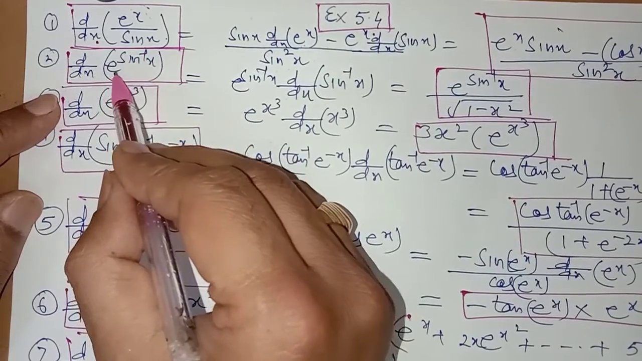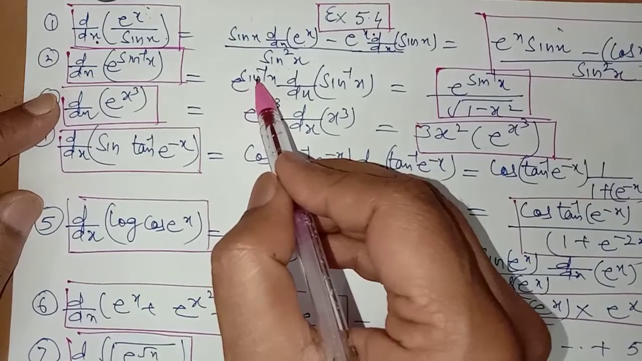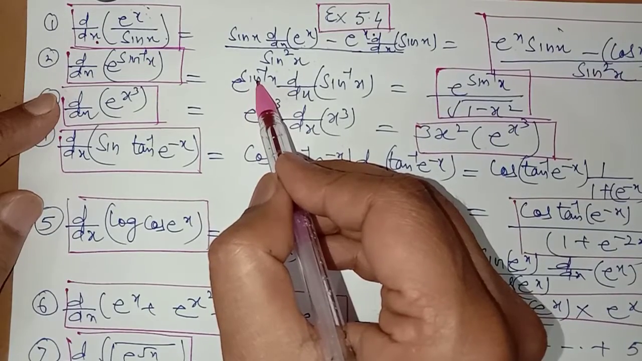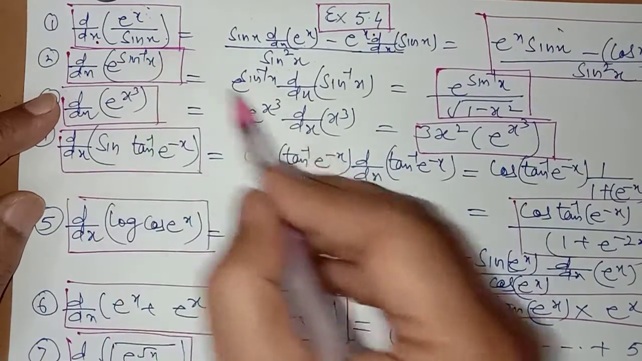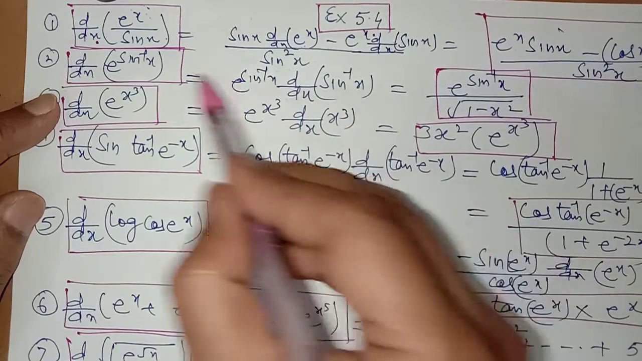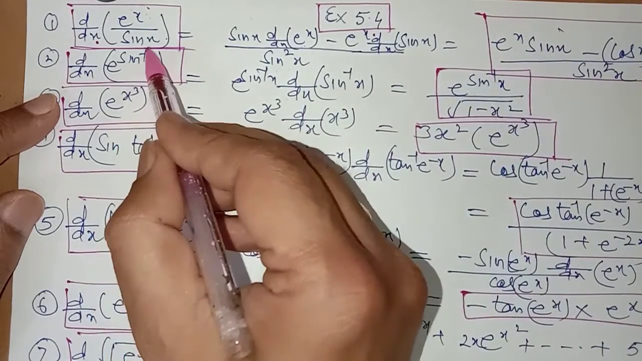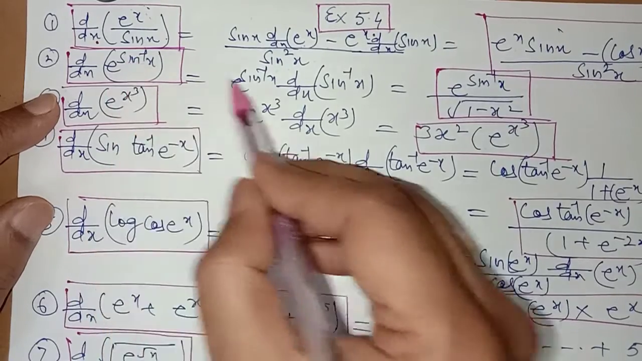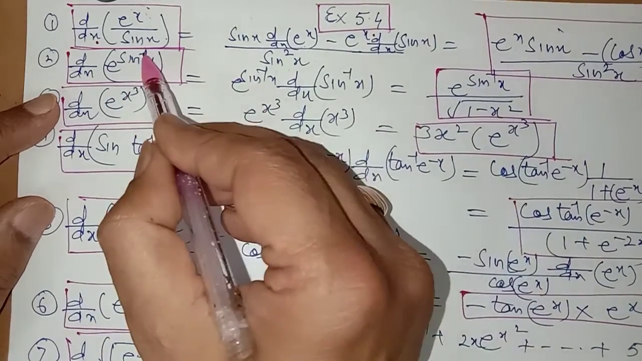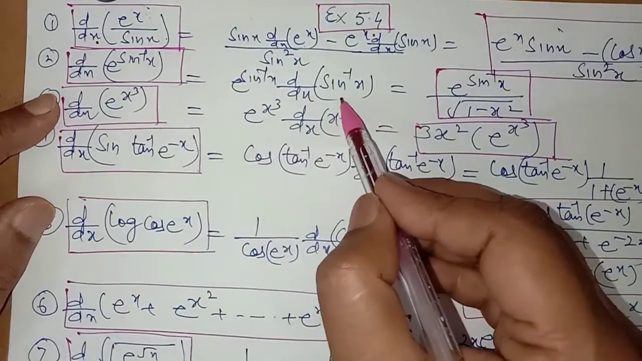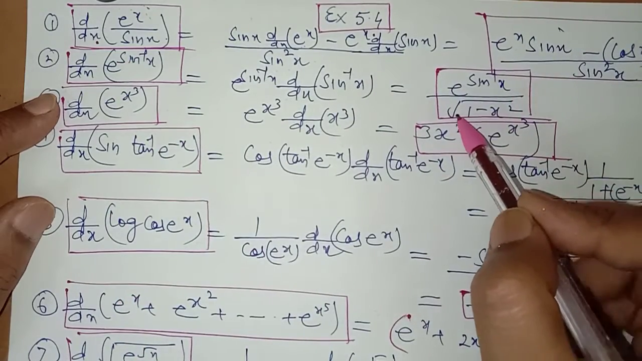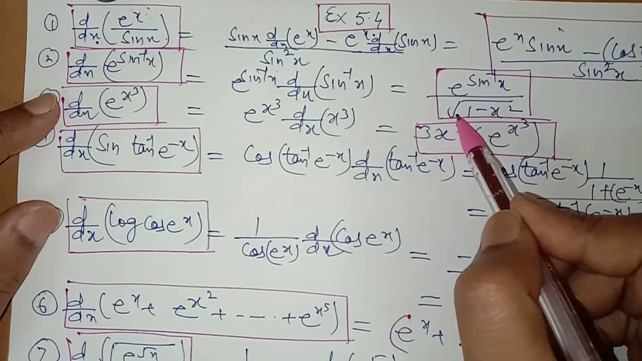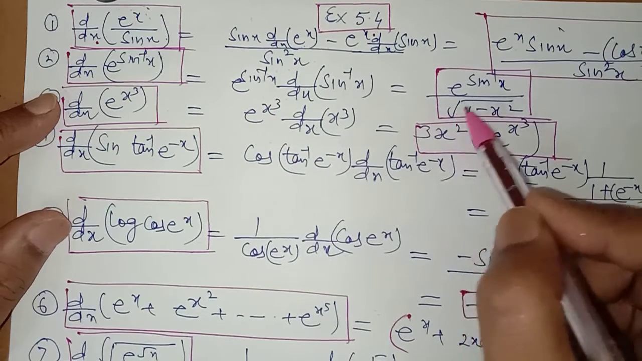Now what is the derivative of e raised to power x? The derivative of e raised to power x is e raised to power x as it is. Now multiply with the derivative of sine inverse x. First of all, differentiate the exponential, then multiply with the derivative of sine inverse x. So the derivative of the exponential is the exponential as it is, and multiply with the derivative of sine inverse x, which is equal to 1 upon under root 1 minus x square. So this is a simple composite function.